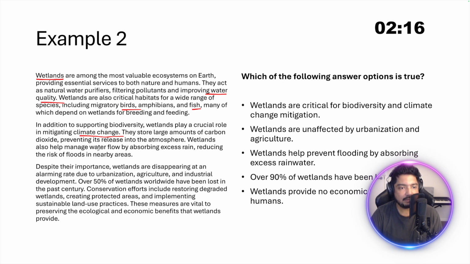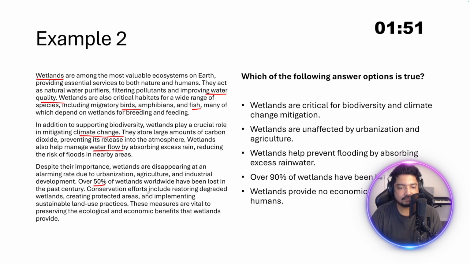Wetlands also help manage water flow by absorbing excessive rain, reducing the risk of floods in nearby areas. Despite their importance, wetlands are disappearing at an alarming rate due to urbanization, agriculture, and industrial development. Over 50%, quick tip, remember the numbers, of wetlands worldwide have been lost in the past century.